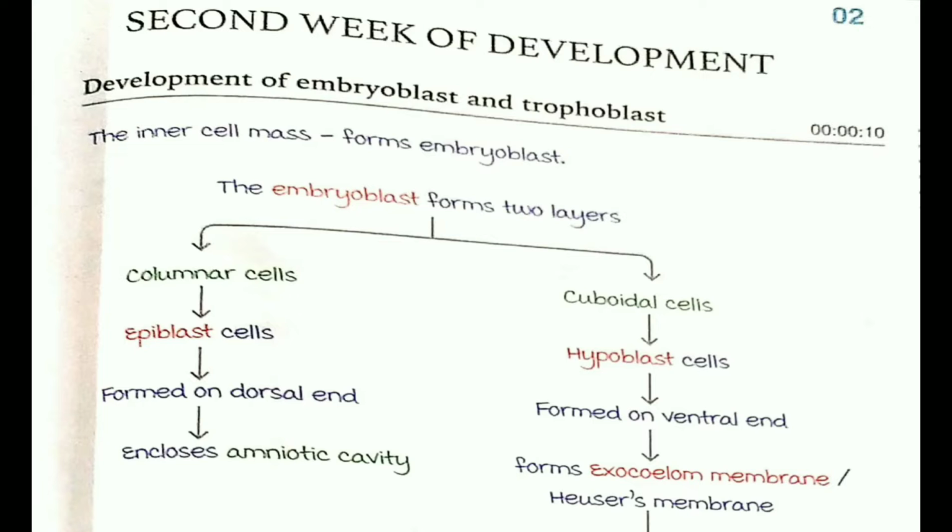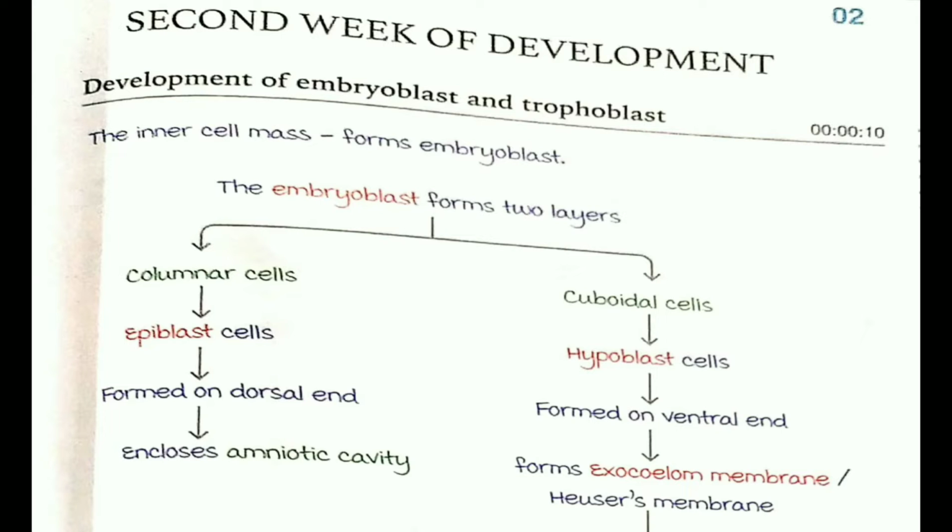So in the first week we saw that there is inner cell and outer cell formation. The inner cell mass will become the future embryo proper and the outer cell mass will become the trophoblast. So let's look into what is happening in the second week of development.